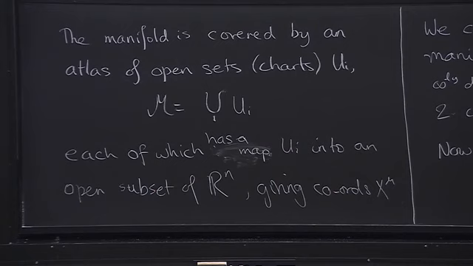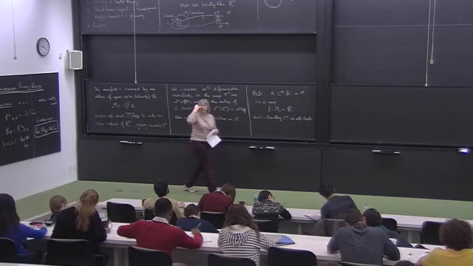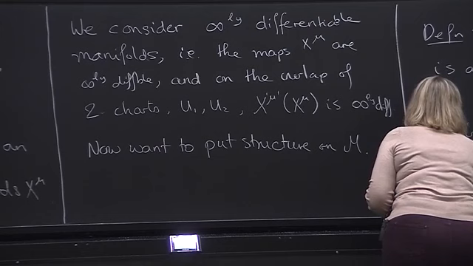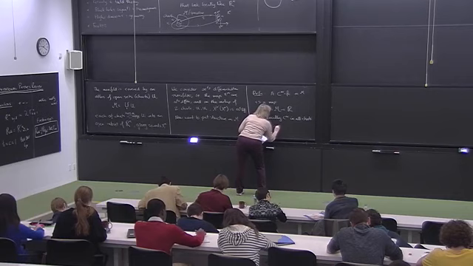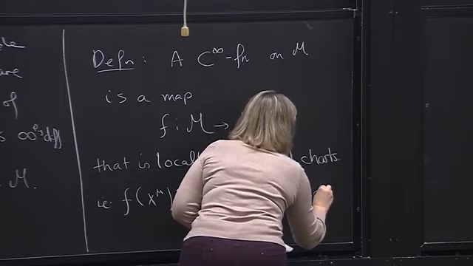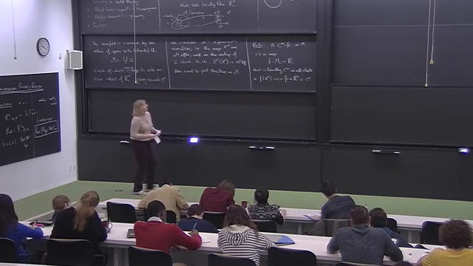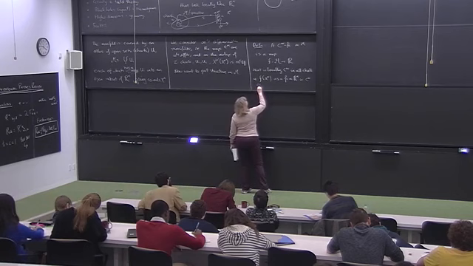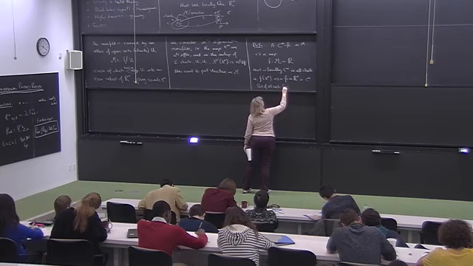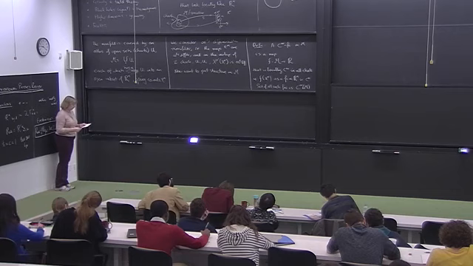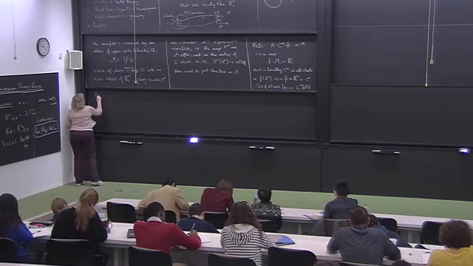And we say that it's infinitely differentiable by saying that in each chart it's infinitely differentiable. So our f, we could say f of x mu, has got to be infinitely differentiable in some particular chart. So we've got our set of all functions, and we just write that C infinity of M. That's just saying all the infinitely differentiable functions on a manifold. So that's a bit boring at the moment, so let's try and do a bit more.